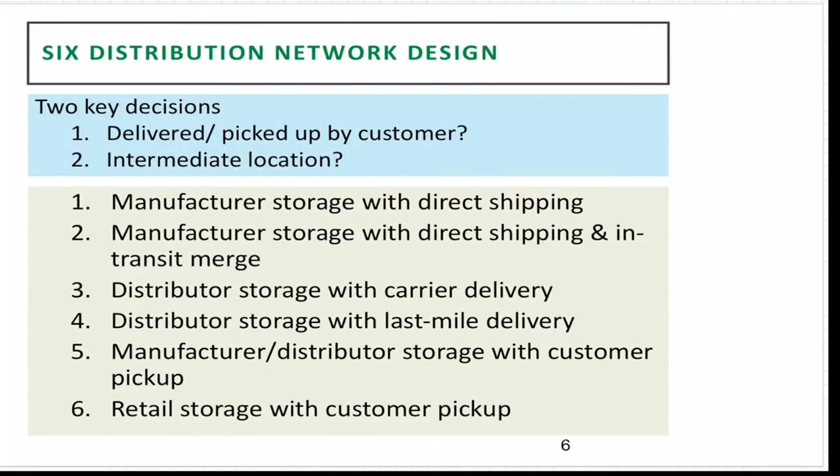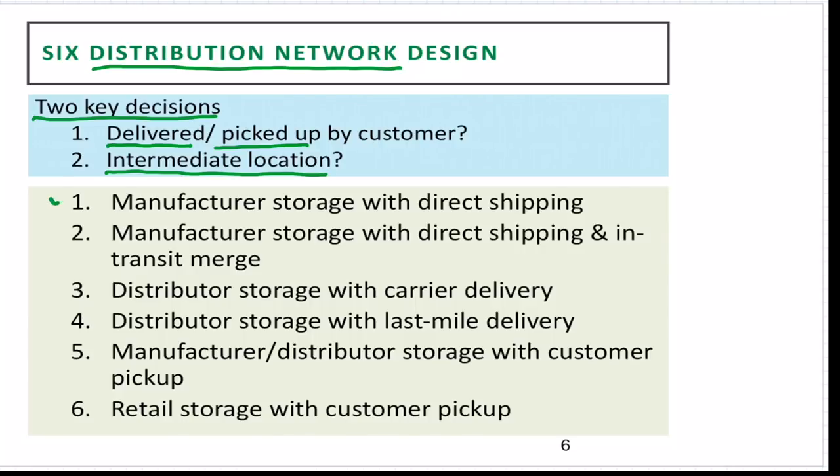So when designing a distribution network, there are two key decisions that need to be made. First one is whether the products or items will be delivered or they will be picked up by the customers. And second is whether or not there will be some intermediate location. So depending on the answers to these two, there may be six different distribution network designs that might be used.